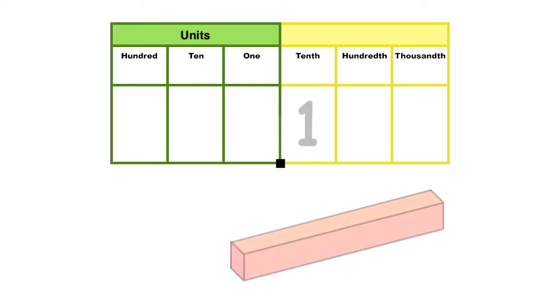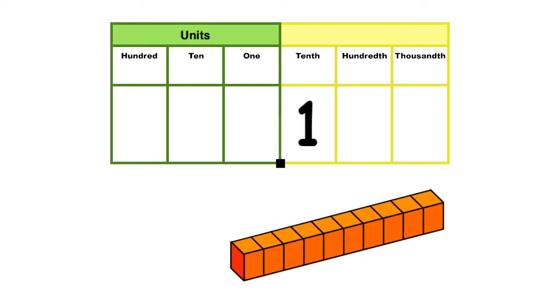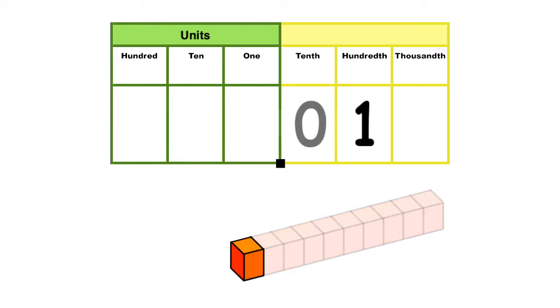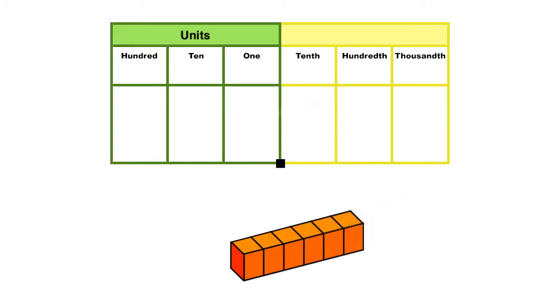When we have a tenth or a rod, and we want to divide it further by breaking it down into 10 equal pieces, we now have hundredths, represented by the cube. We can see that a hundredth is 10 times smaller than a tenth, as we divide it down and move our digit one place to the right. If we have 6 of these hundredth cubes, then we represent that by writing decimal point 06.